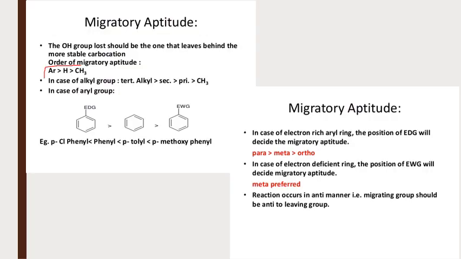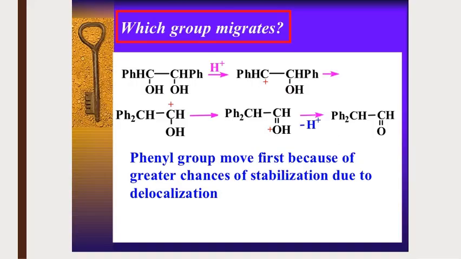So from this we know that the phenyl group has more migrating aptitude when compared to hydrogen. Here the phenyl group will have more migrating aptitude, forming a dialdehyde-containing compound, a diphenyl-containing aldehyde. That's why the phenyl group moves first, because of the greater chance of stabilization due to delocalization. The most stable carbocation is the phenyl-containing carbocation. That's why phenyl has more migrating power when compared to hydrogen.